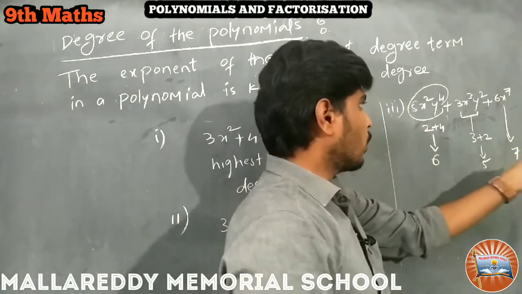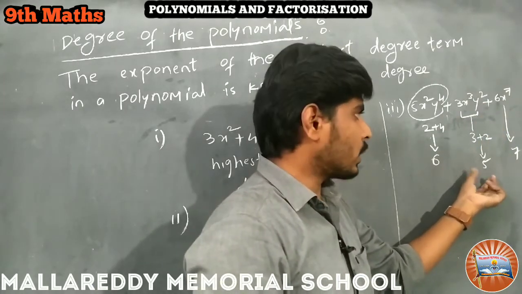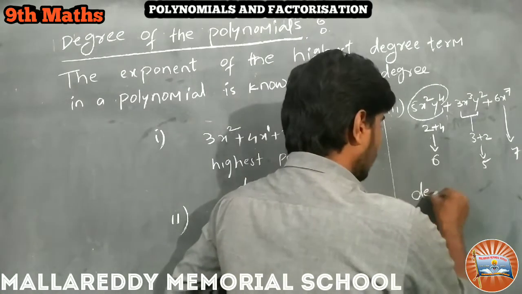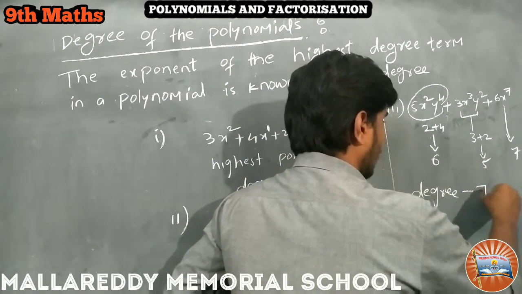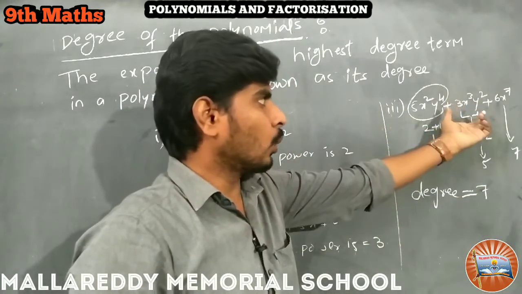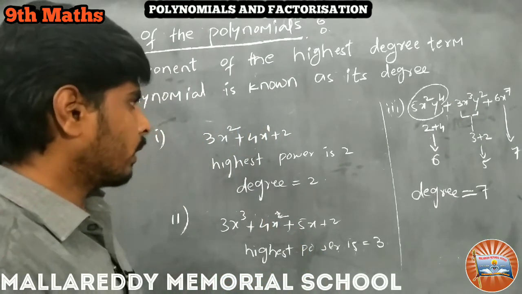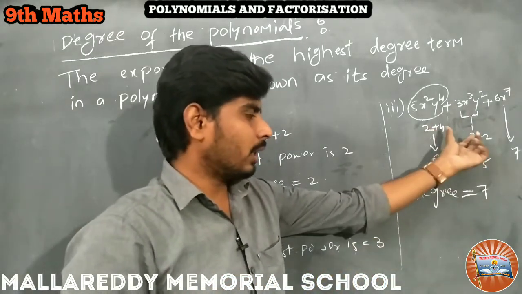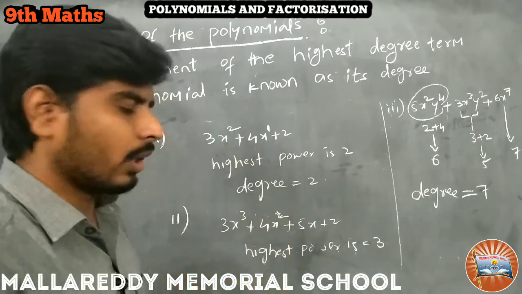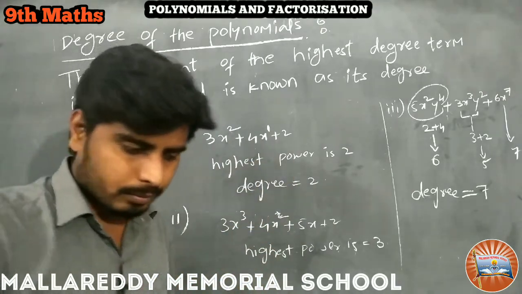So what is the degree of the polynomial now? The highest power is 7 here. So this 7 is called the degree of this polynomial. This one is in 2 variables and this is in 1 variable. If 2 variables are present, we can find the degree in this way. With 1 variable, there is no problem, we can simply find the degree. This is about the degree of the polynomial.